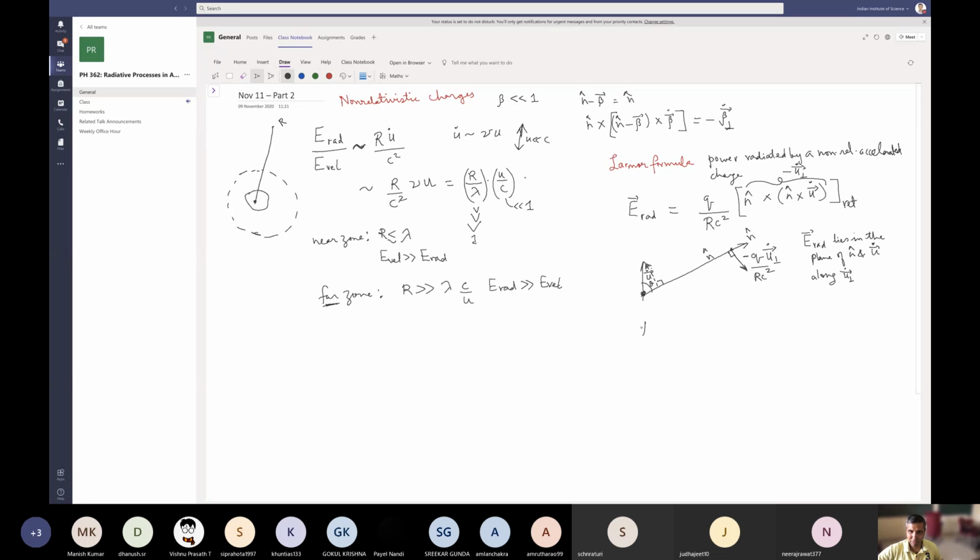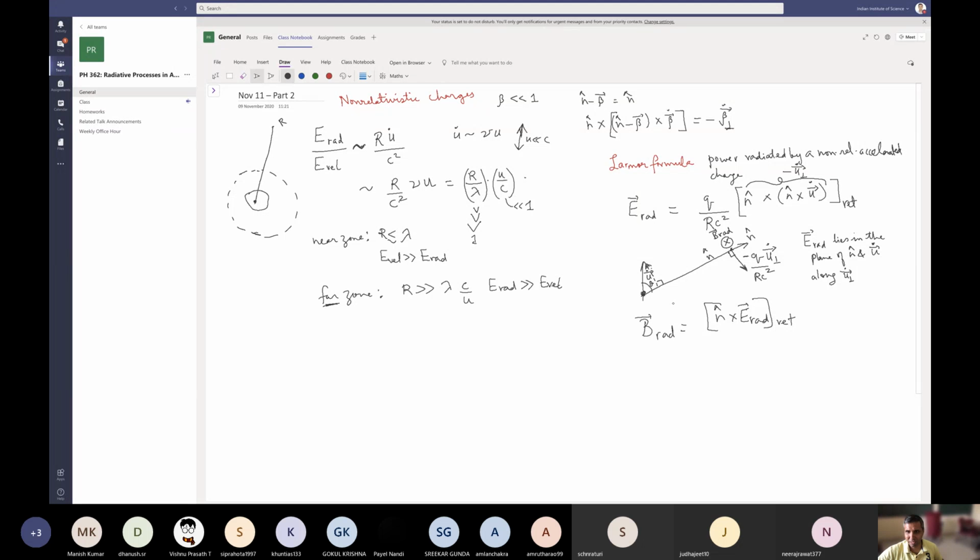What about the magnetic field, B rad? We know that this is nothing but n hat cross E rad. Of course, this is also evaluated at the retarded time. So that would be n hat cross, right? So this is u, this is n hat, so this is into the board. So this is the B, into the plane. This is B rad.